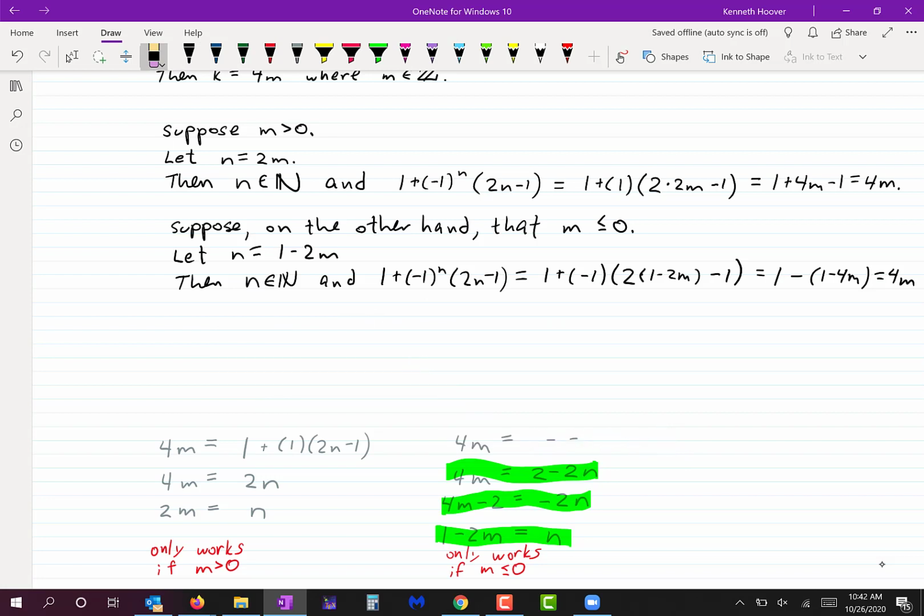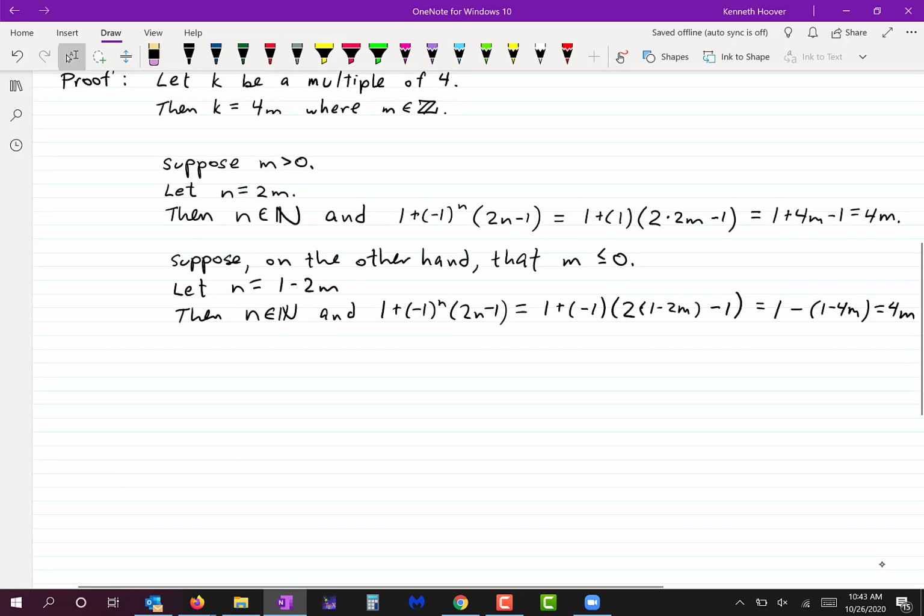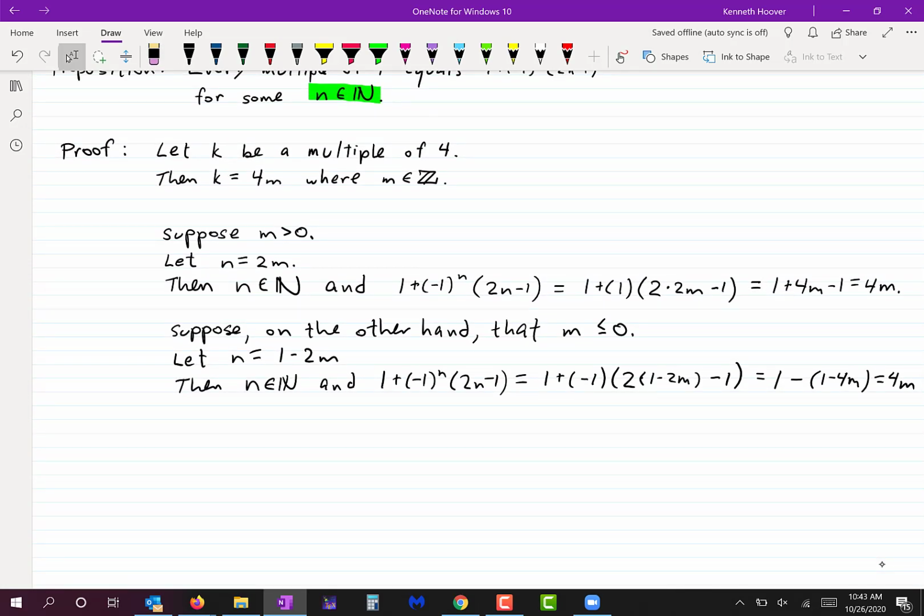One thing I want you to notice from here is that your scratch work is not your proof. You do scratch work to figure out how the math needs to work out. And writing your proof is separate from that. Okay, and there you go. That's the whole proof.